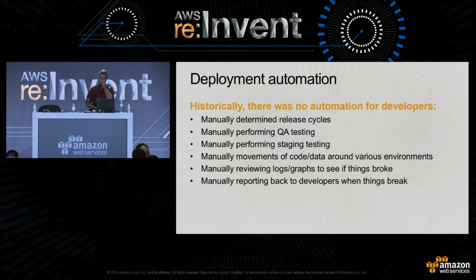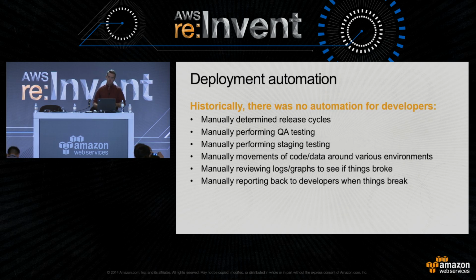So deployment automation, why is it kind of a big deal? Typically it's a big deal because historically, people didn't automate this process. There wasn't deployment automation. Manually, people were determining what release cycles were. They were performing QA testing manually. They were performing testing and staging manually. They were moving that code from whatever sort of, hopefully, source code repository from one layer to the next layer to the next layer. They were then testing things and monitoring things manually, and then when there were bugs, it was a manual process to document them, report them, and then rinse and repeat this whole process.